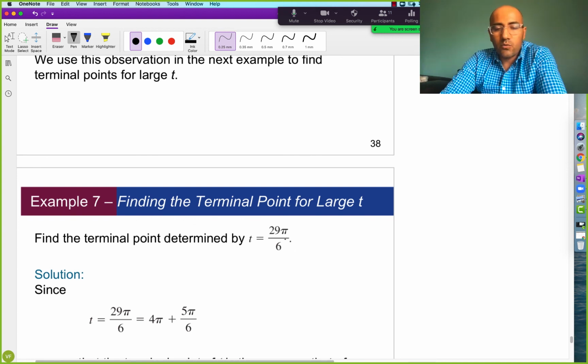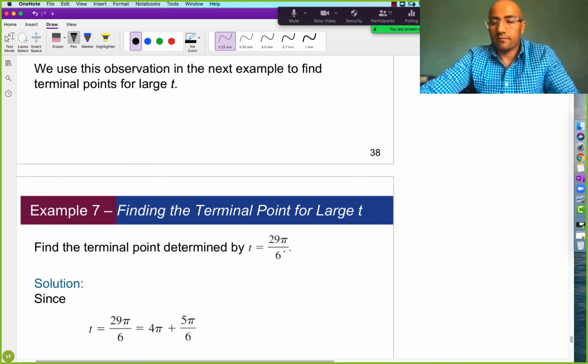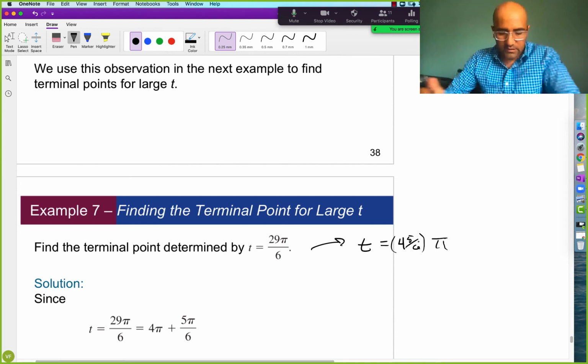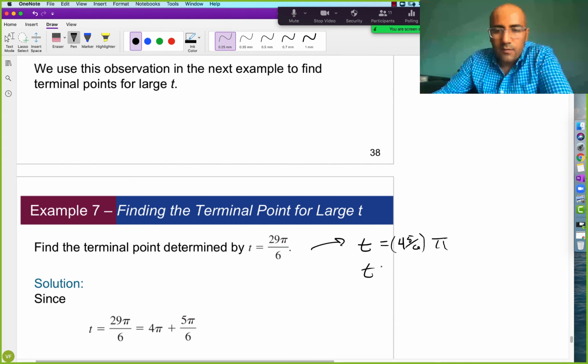So find terminal points determined by this. Okay, so it's 29 pi over 6. We can turn that into a decimal. 29 divided by 6 gets you to 4.83, so t equals 4.83 pi.